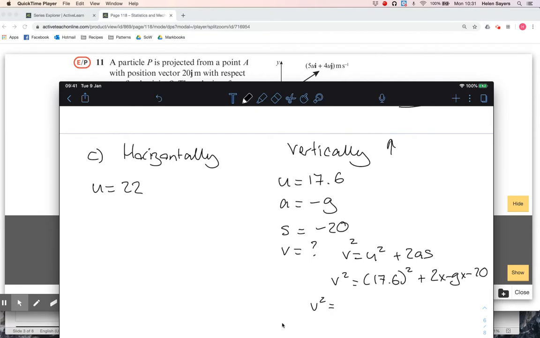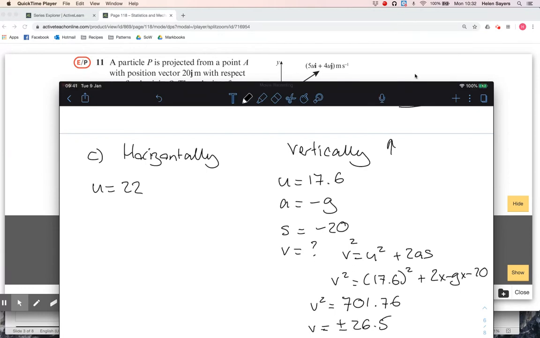Let's do that in the calculator. So v squared is 17.6 squared plus 2 times 9.8 times 20. The negatives cancel, so I'm getting 701.76. Now I've got to be careful here. I'm going to square root that. Obviously, when I square root, it could be plus or minus. Let's go with the bigger one, 26.5.